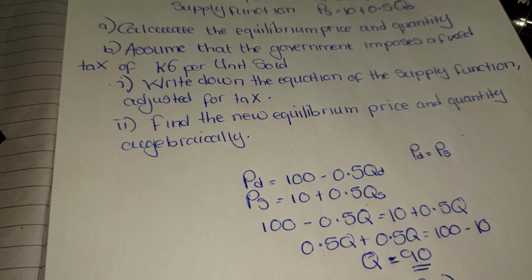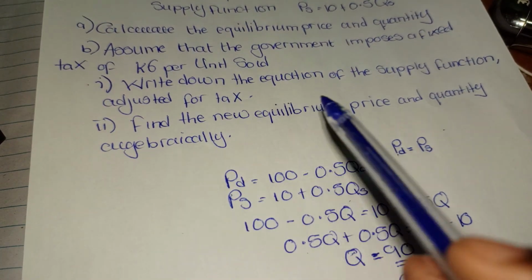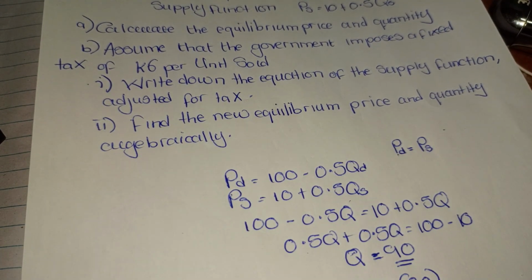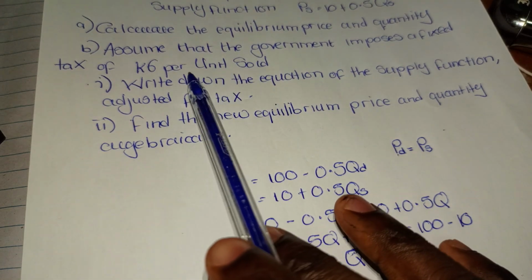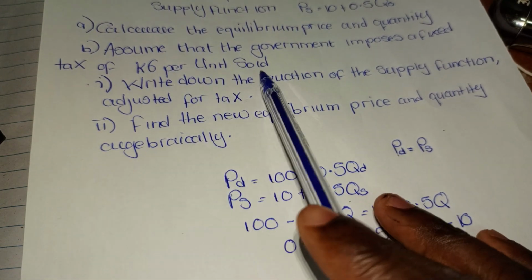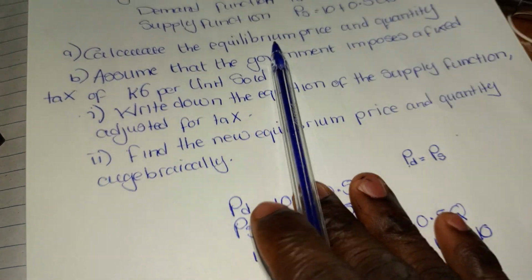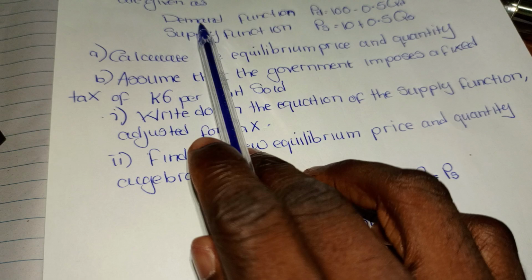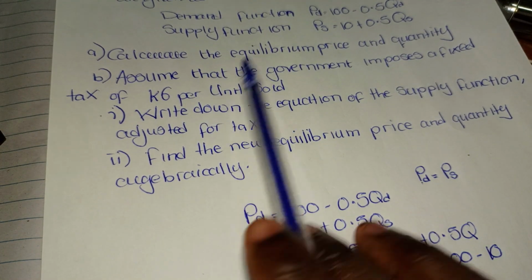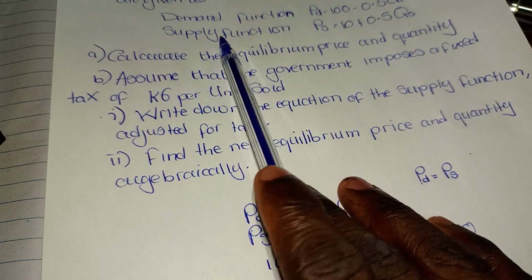Then the second question reads: assume that the government imposes a fixed tax of 6 kwacha per unit sold. Who are the ones selling? The ones selling are the suppliers. Why? Because they are selling to the buyers. So the tax in this case will affect the supply function.